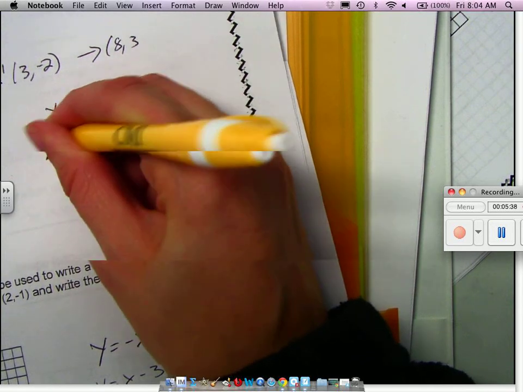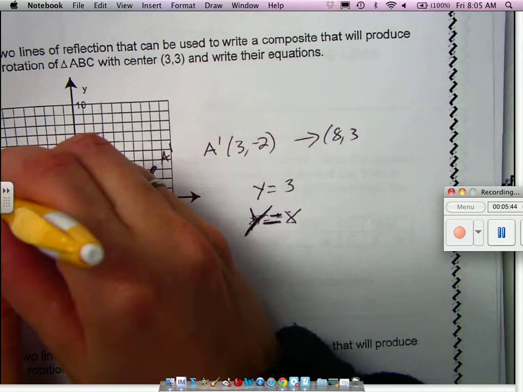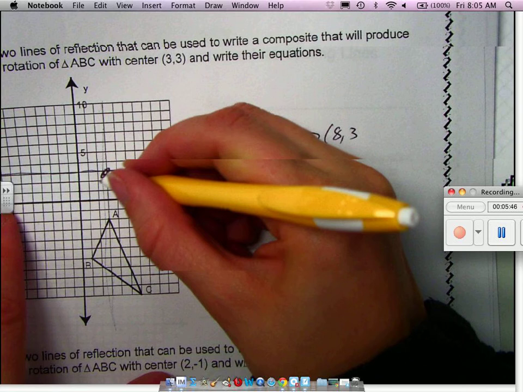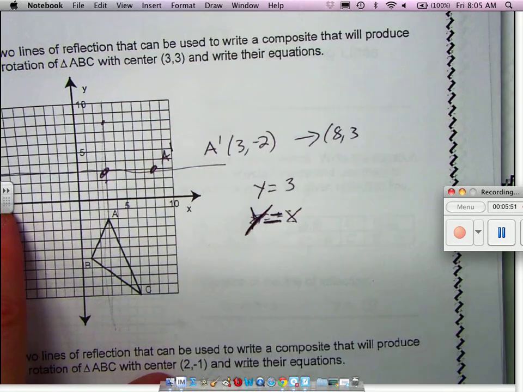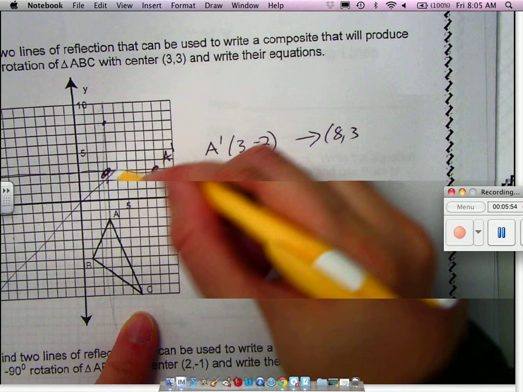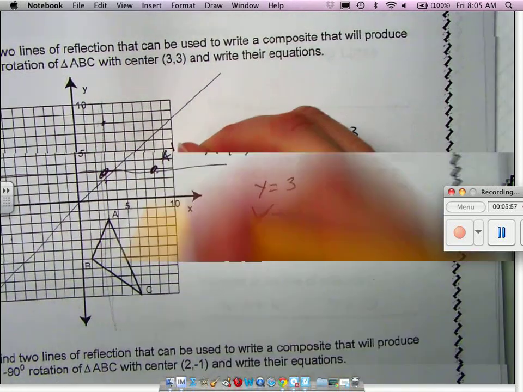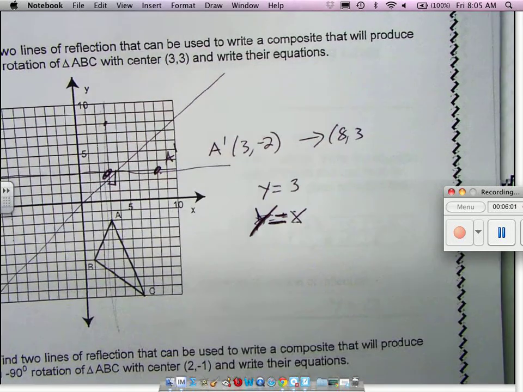We're doing y equals 3 as the first line that we're going to reflect over. So we go to y, we go up 3. We'd reflect it over here, so this is 5 above. Below, so it'd be 5 above. And then we're going to reflect over y equals x. And then we would get it in the correct position for 90 degrees.